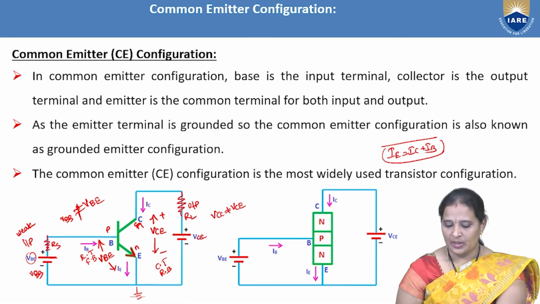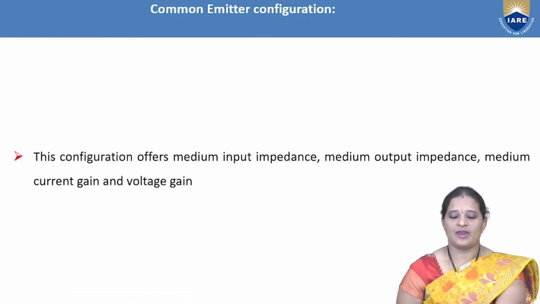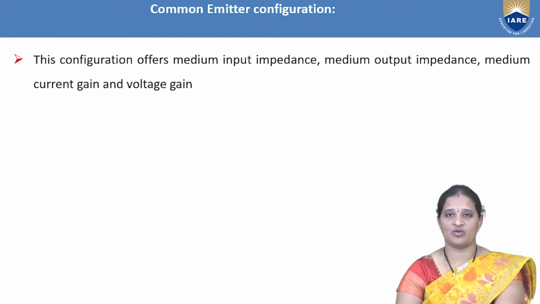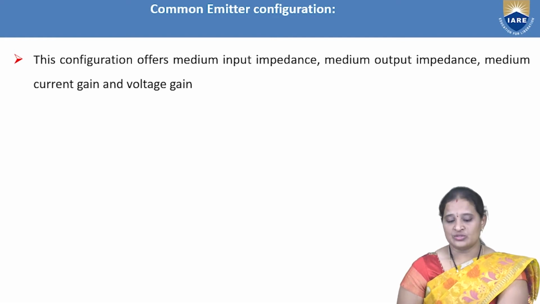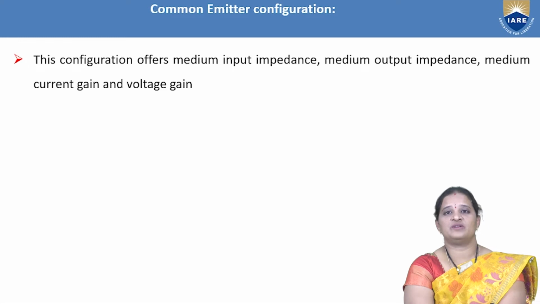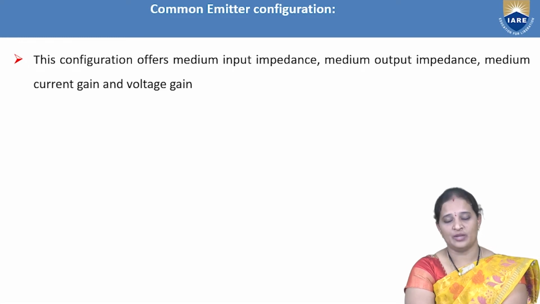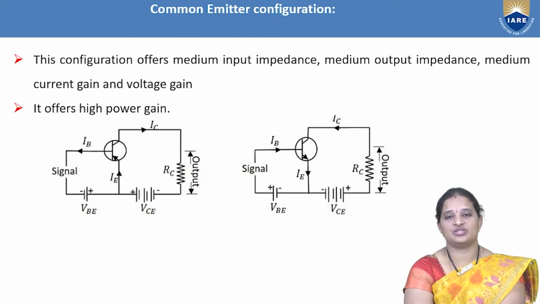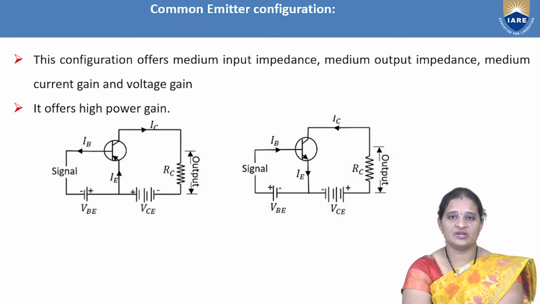Now, before discussing the characteristics of common emitter configuration, this configuration offers medium input impedance, medium output impedance, and medium current gain and voltage gain, whereas it offers high power gain. So these are the characteristics of common emitter configuration.